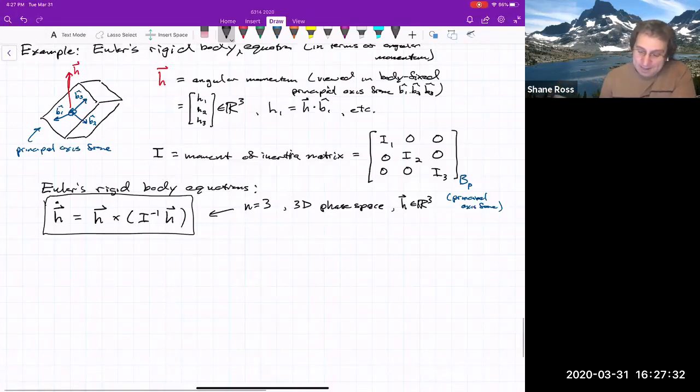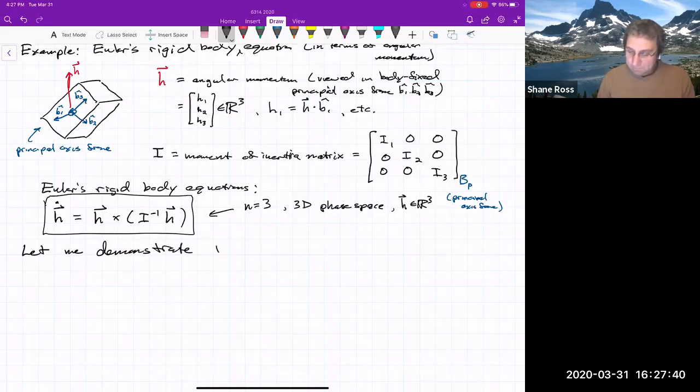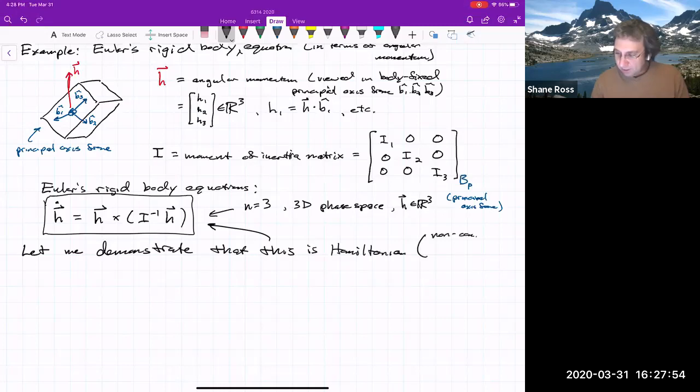So let me demonstrate that this set of ODEs is Hamiltonian. It's a non-canonical Hamiltonian. We're going to need to find some kind of Poisson bracket and see if the results of that Poisson bracket are the same as this set of 3 ODEs. These are 3 ODEs, right? Because H is a vector.